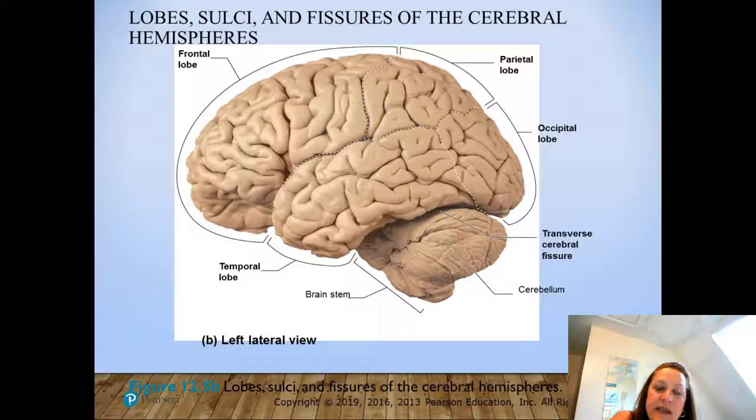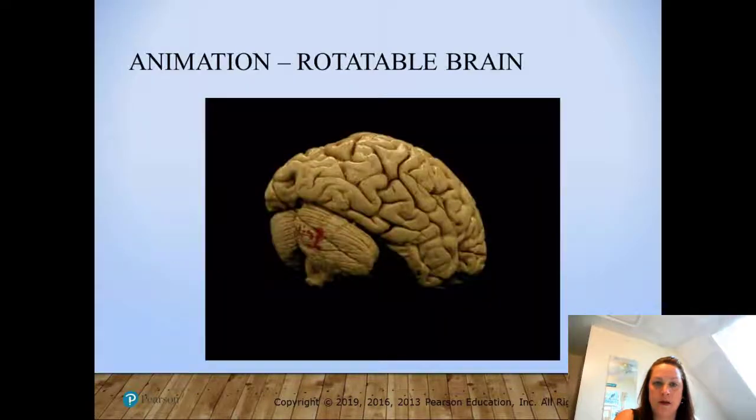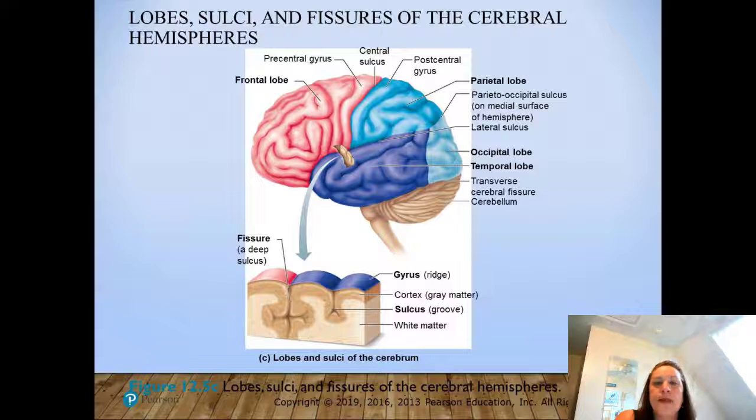So here you can see that there are fissures and things that separate the different lobes of the brain. All right, this animation will show you, you can click on it, it's a rotatable brain, and it's going to give you a good 5 minutes of different brain regions. So you can click on that if you'd like. So here's a cartoon version, and again, there are different sulci and fissures and things that divide the different regions of the brain.